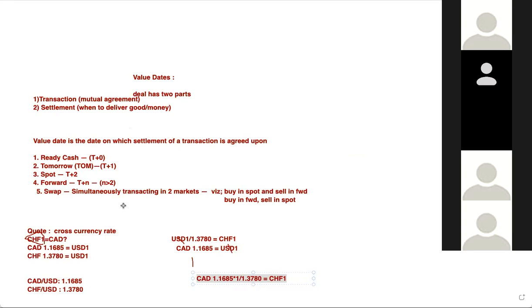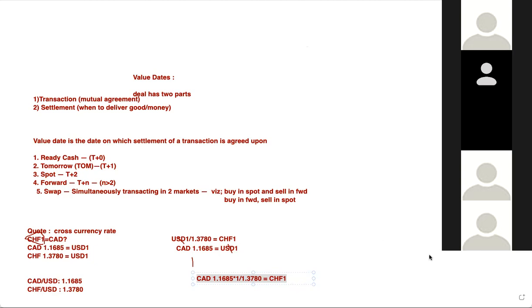So what I will do is, I will say equal to 1.1685 by 1.3780. Okay. This is equal to CHF 1. Understood, class? This is what I wanted: CAD 0.8479, and instead of 80 we write 79. Understood?